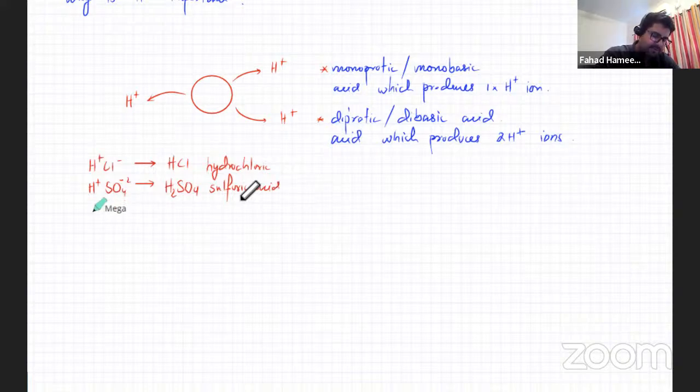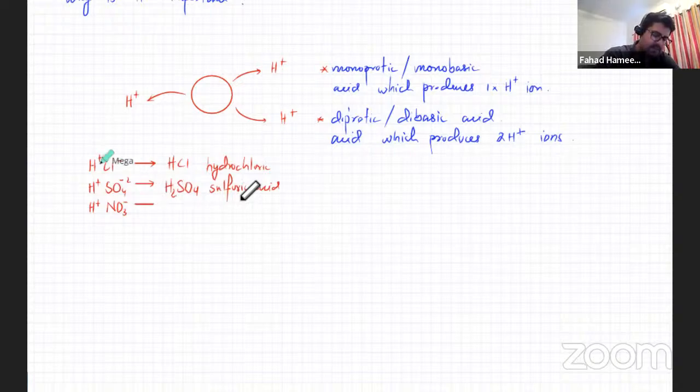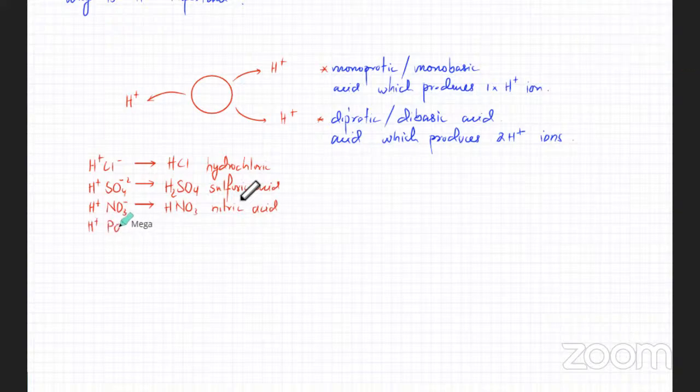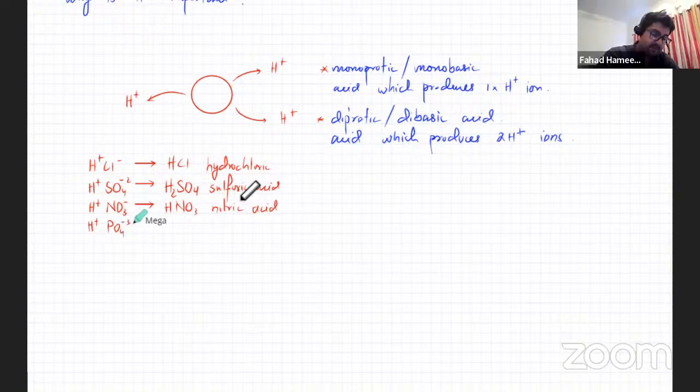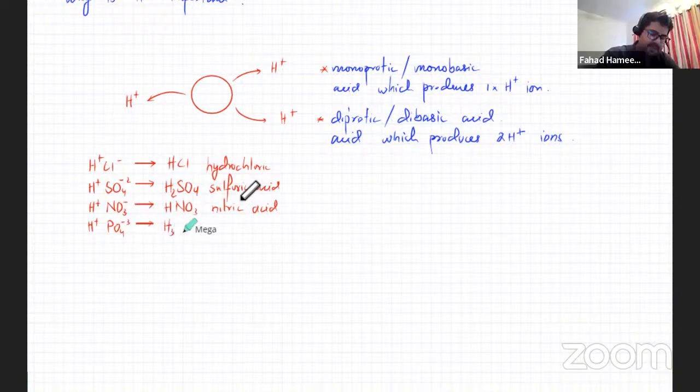Let's quickly make a list of all the other acids. What is this one? H+1 with NO3-1. Nitric acid, that's HNO3. What's the formula of phosphoric acid? It's H3PO4. That's H+1 with PO4-3. So that's H3PO4. Any other acids apart from these? Ignoring organic, we're not dealing with organic chemistry at the moment.